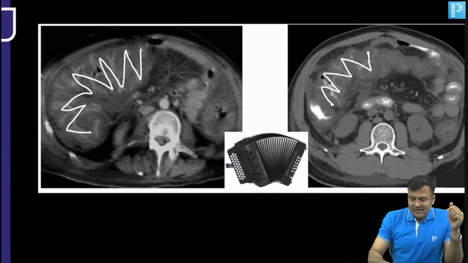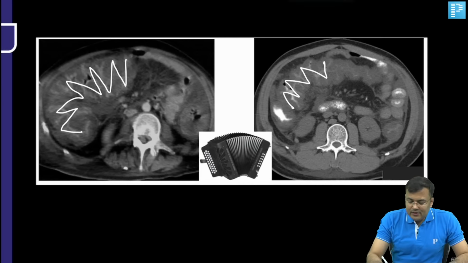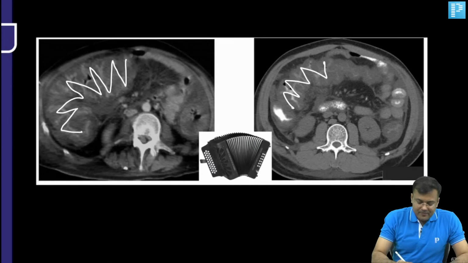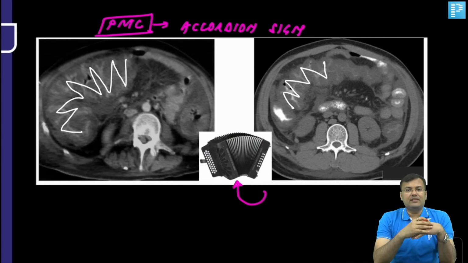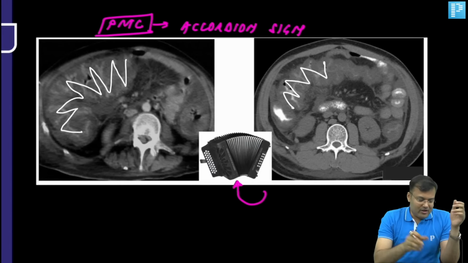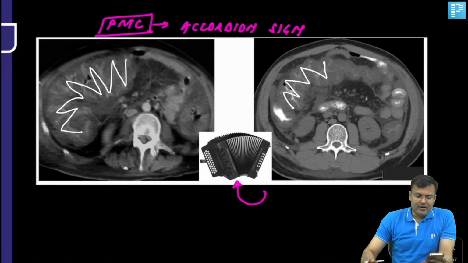This is accordion sign, and you know that accordion sign is seen in which condition? Pseudomembranous colitis. So, what is the diagnosis here? This is pseudomembranous colitis caused by Clostridium difficile. Name of this musical instrument? Accordion. Name of this sign? Accordion sign. Clear? This is accordion sign.